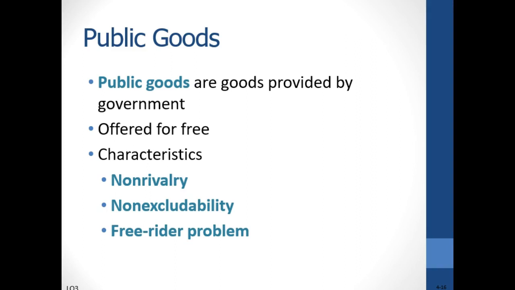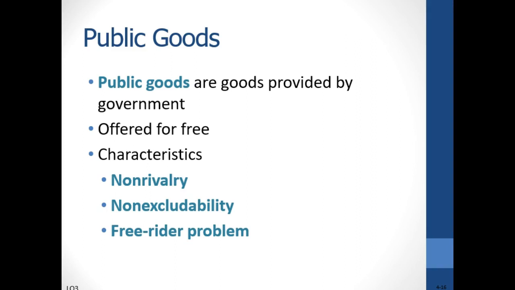Non-rivalry means that when one consumes the good, this does not preclude another from consuming the good. Non-excludability means that no one can be prevented from enjoying the benefits of a public good. With non-rivalry and non-excludability, public goods suffer from the free rider problem.